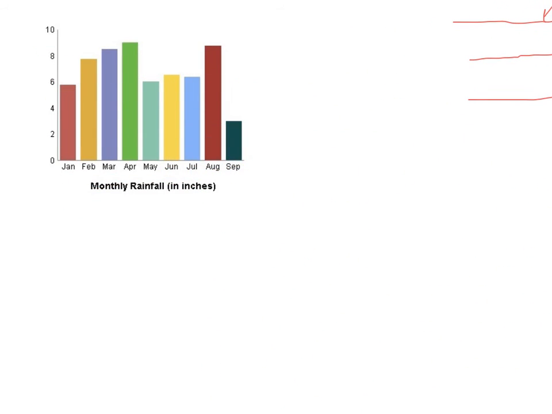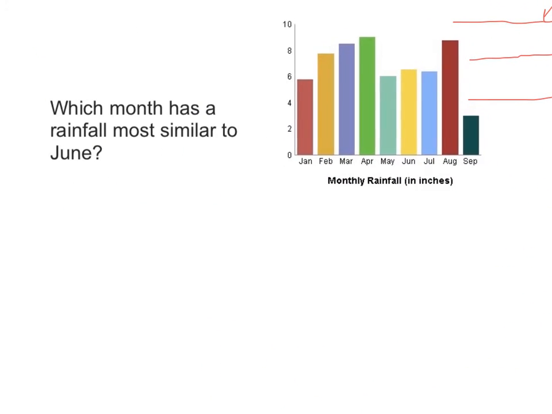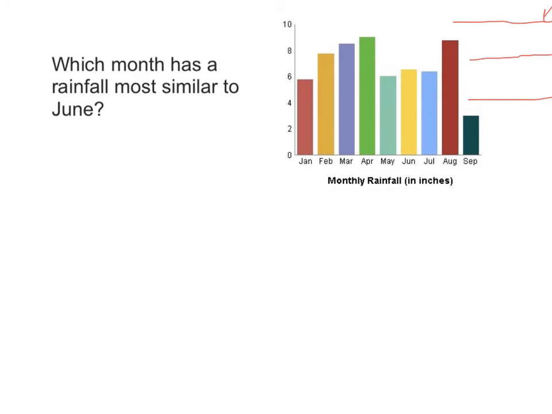Let me move all that out of the way. It says, which month has a rainfall most similar to June? So we need to identify June, which is at about the 7. Now we need to see which one is closest. We see May is pretty close, that's 6. We see July is pretty close, that's about 6.5. So we'd say June and July are the most similar because they're pretty close to each other.